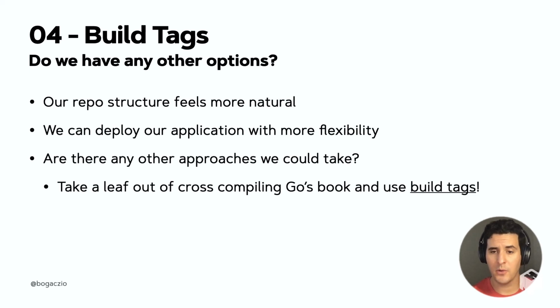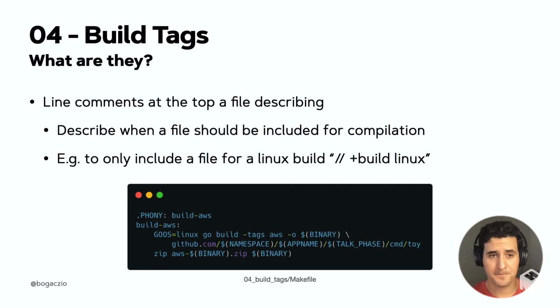That being said, though, there's another fairly idiomatic way that we can achieve this same thing, and basically we can do this by looking at what a lot of Go cross compilation already does, and that's basically to use build constraints, which are also known as build tags. So what are build tags?